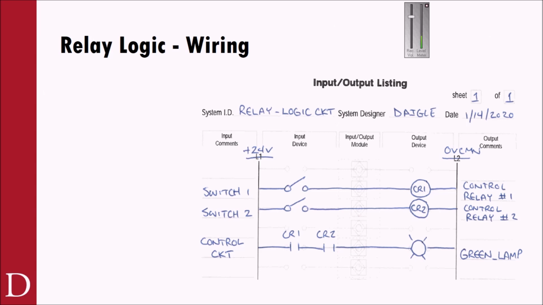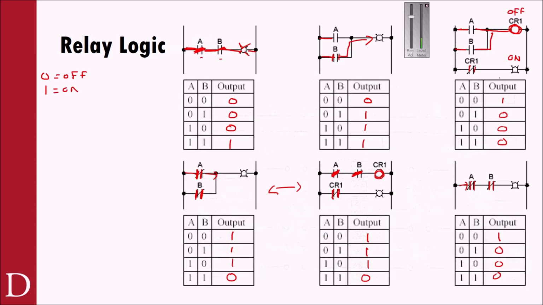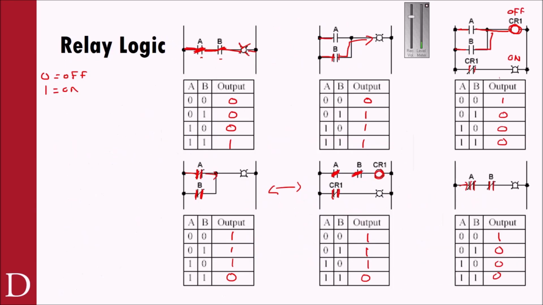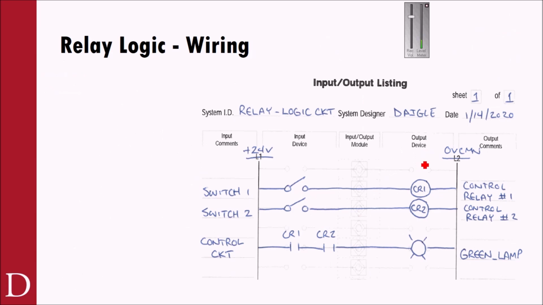Big thing on the I/O listing sheets and with relay logic. You can go back and look at, what's the coil? The coil was 7 and 8, and a normally open was 3 and 5 or something like that. So you could actually label these, 7 and 8, and 7 and 8 on control relay 2, and 3 and 5, and 3 and 5. So be prepared to do something like that.